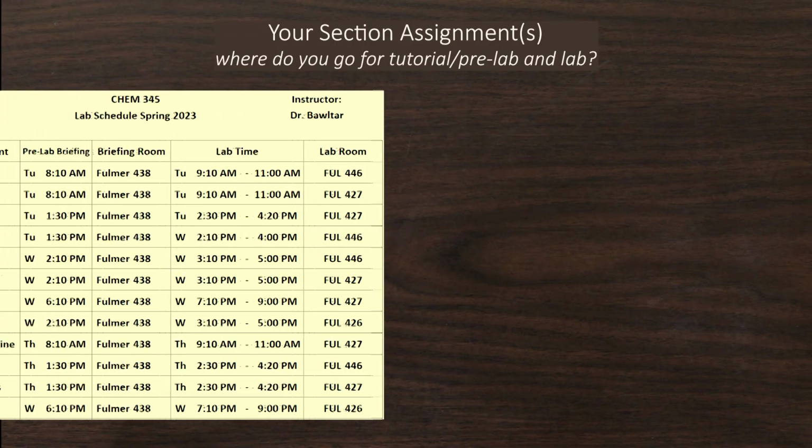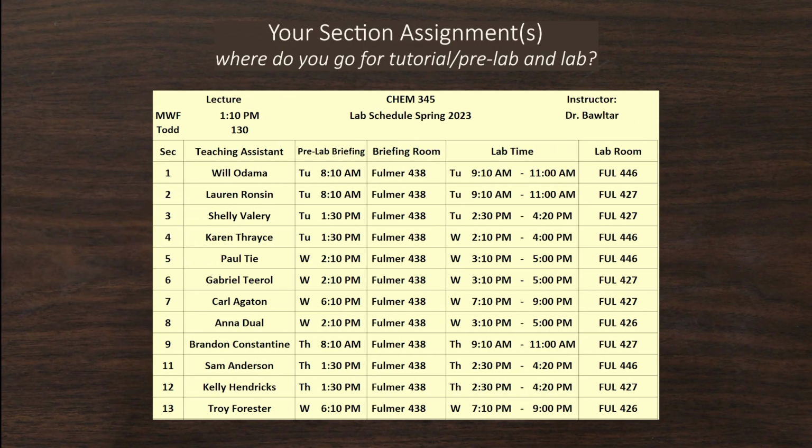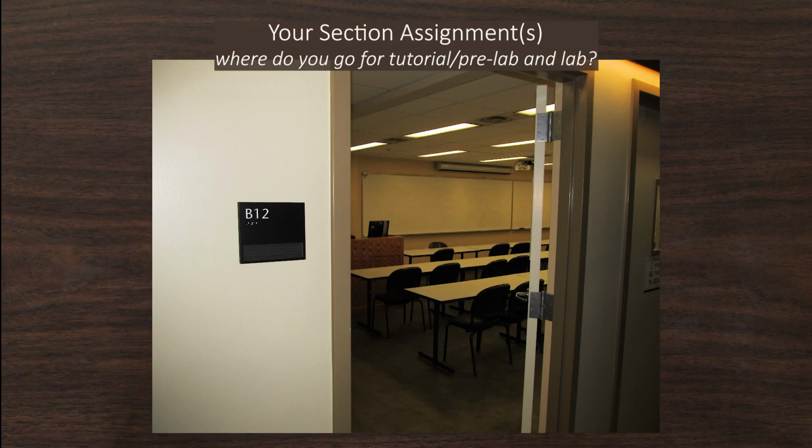Of course, before you can attend your section or sections, you have to be assigned to them. We'll do this for you before the semester starts and send you a copy of the lab schedule sheet for your class so you know what you've been assigned to. This sheet will tell you when and where your tutorial/pre-lab briefing and lab will take place. If you're assigned to a 100 level course, make sure you know where your tutorial room is ahead of time. They're scattered all over campus, and some of them are hard to find.